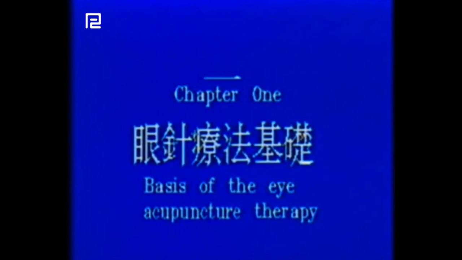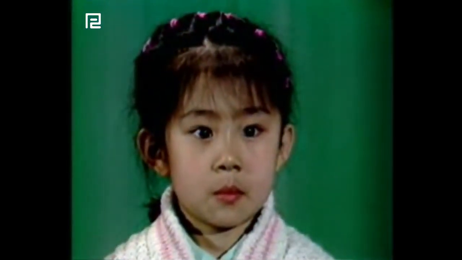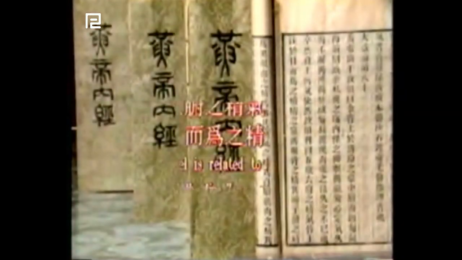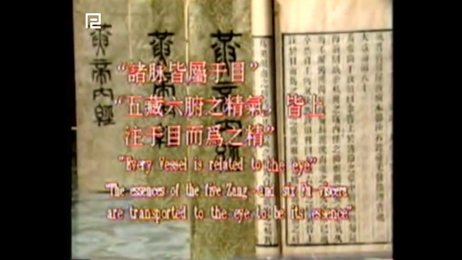Principles of eye acupuncture therapy. The eye, the organ of vision, is one of the 5 sense organs and carries out important functions in the course of a human being's life. In the Huangdi Nei Jing, there are many insightful expositions regarding the essential functions of the eye, such as, every vessel is related to the eye. The essence of the 5 Zang and 6 Fu viscera are transported to the eye to be its essence. And, provided the liver is functioning well and harmoniously, it is the liver qi that ascends to the eyes, enabling them to distinguish the 5 colors.